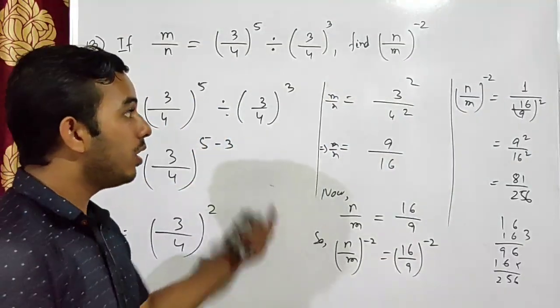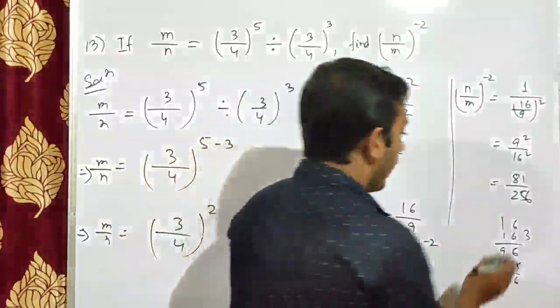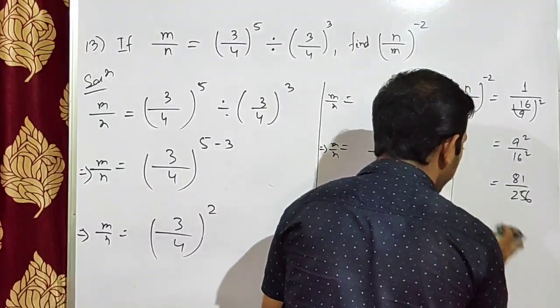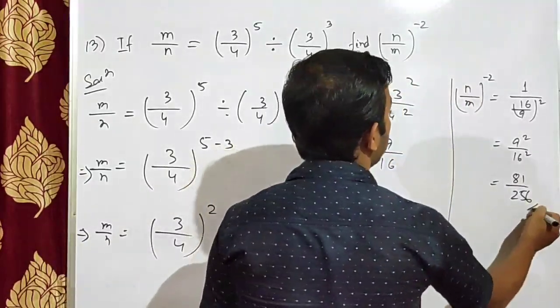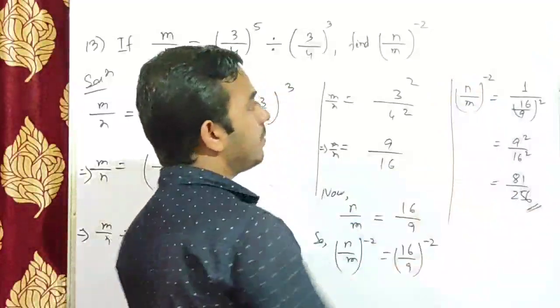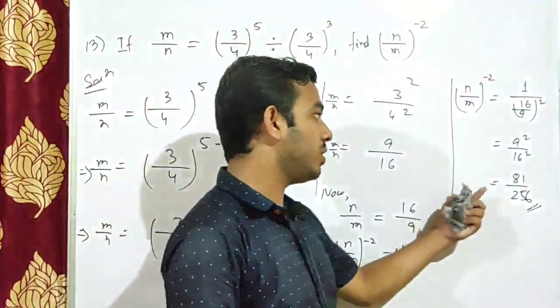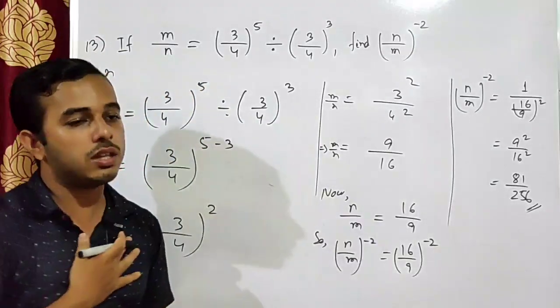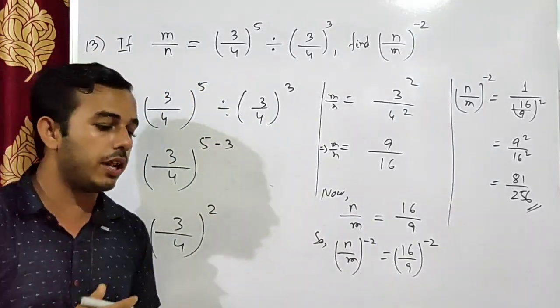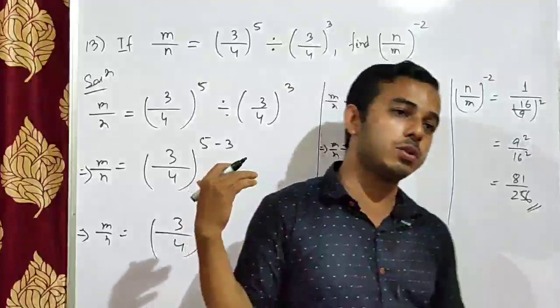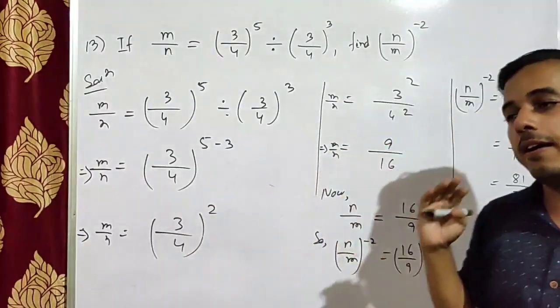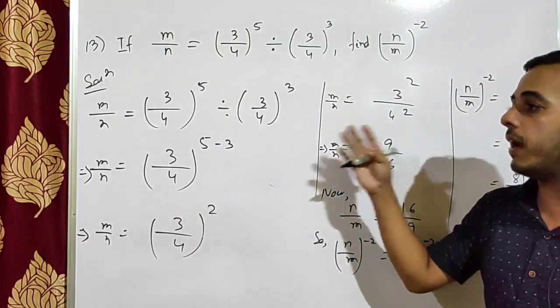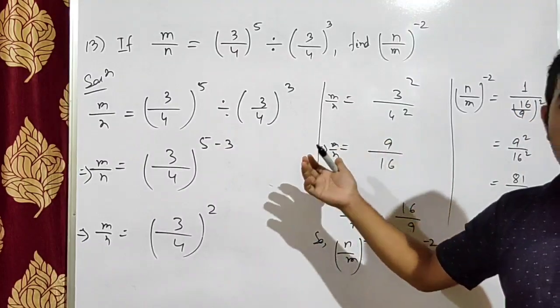How to find the value of such type of equations. So this is the value of n by m to the power minus 2, which is 81 by 256. Clear? I hope you have understood it, and if you don't, you can go through it again, and then I am 100% sure you can understand. We have done nothing impossible there.